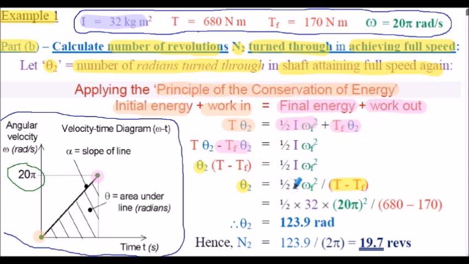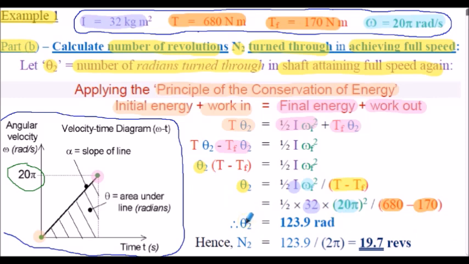Inserting our values from the previous slide, we know what I is. So we can insert the I into the equation. We know the final angular velocity is 20 pi radians per second again, denoted that as omega f here. So omega f is 20 pi, and again it's squared. The applied torque required for acceleration is given in the question. That was 680 newton meters. And our friction torque is again constant of 170 newton meters.